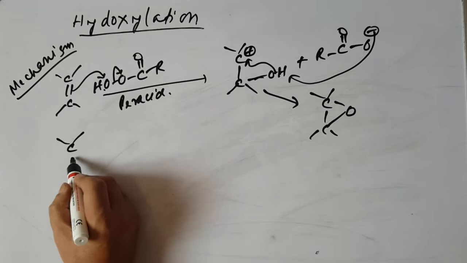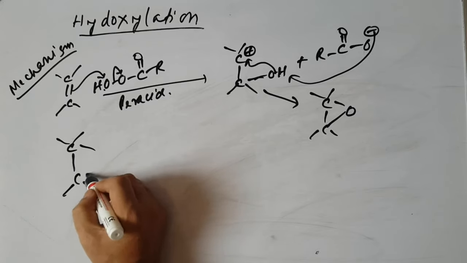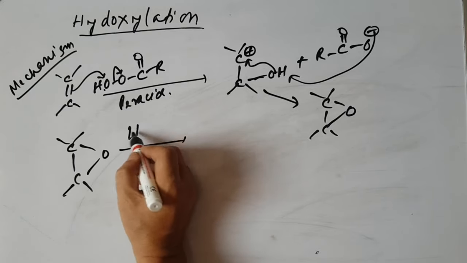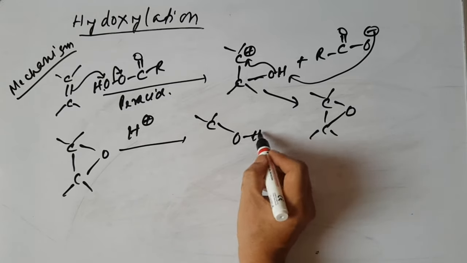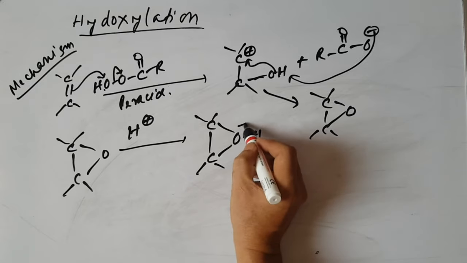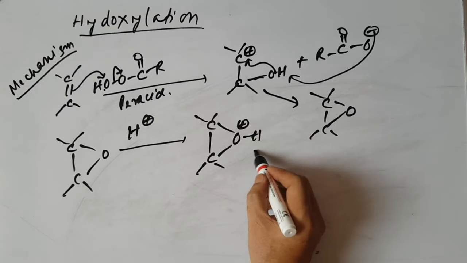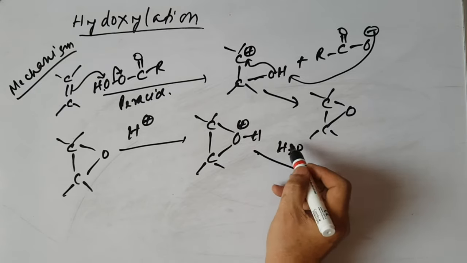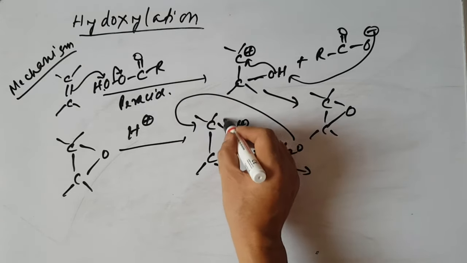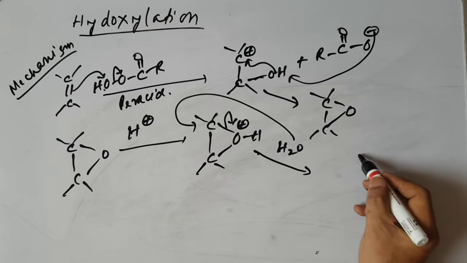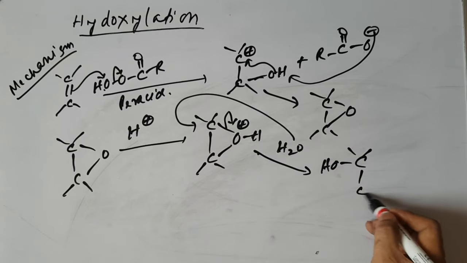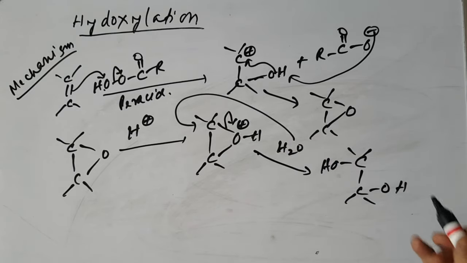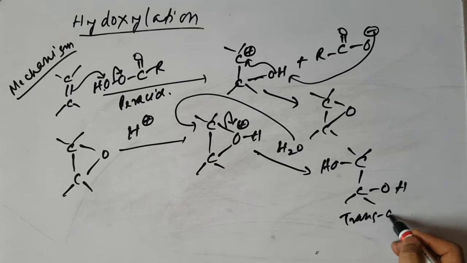Let's say the attack is with acid: first proton attack, and then hydrolysis by water. Water attacks from the opposite side, so it gives a product like this, where the ring is opened. So we get the trans product here, the trans diol.